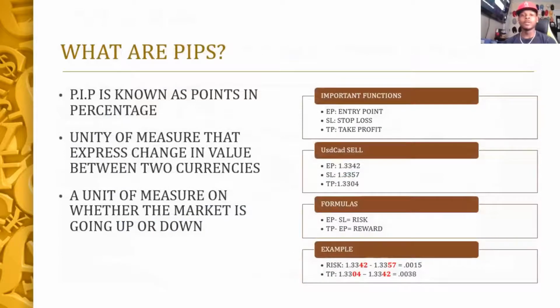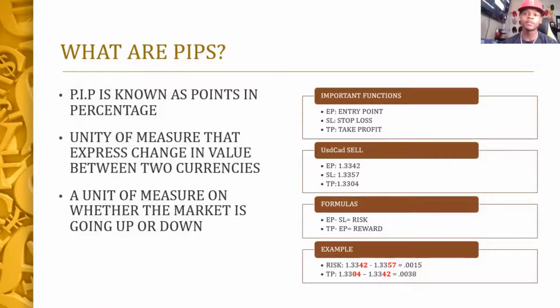So now let's move on to what are pips. Pips, also known as points and percentage, are the unit of measure that expresses change in value between two currencies. It's also a unit of measure on whether the market is going up or down. When you're trading Forex, you have basically three different functions. You have an entry point, or EP, then you have the stop loss, or in other words SL, and then you have take profit, TP. Whenever you hear those things, that is what they are talking about.